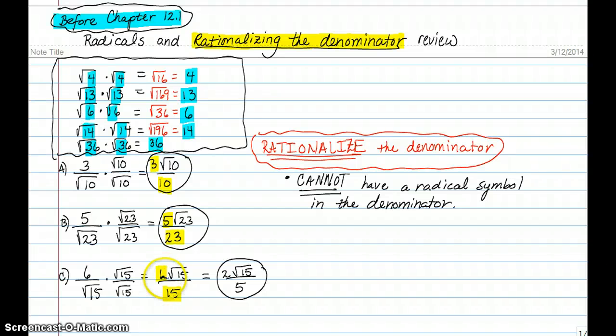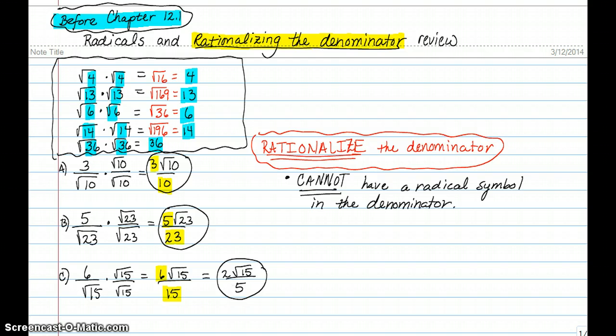Now, however, when you look at 6 and 15, you can see that they have a common factor of 3. 6 divided by 3 is 2. 15 divided by 3 is 5. And so you end up with 2 times the square root of 15 over 5. Now you have to make sure you write these in the simplest form possible.